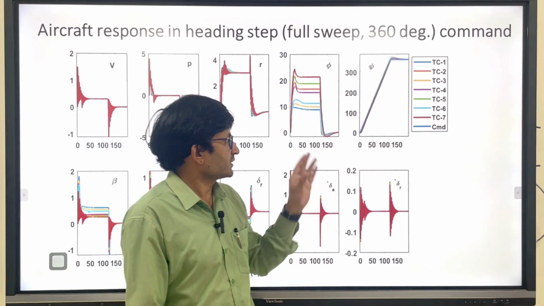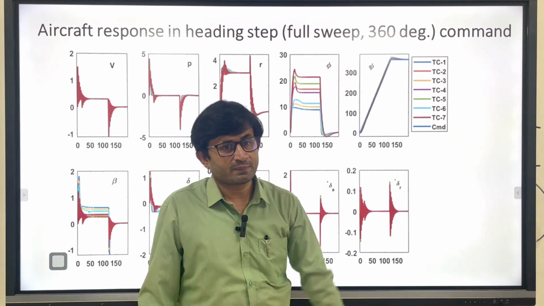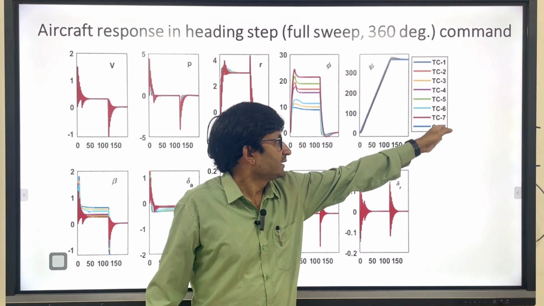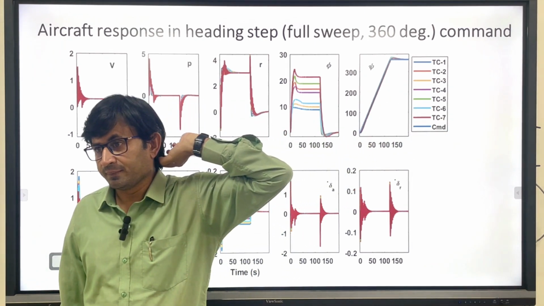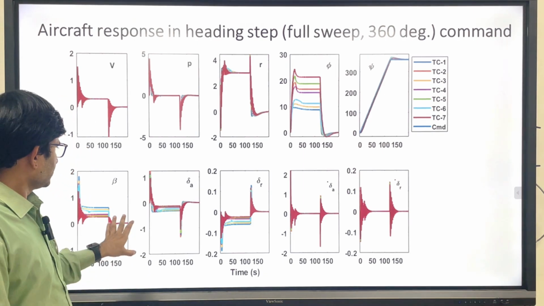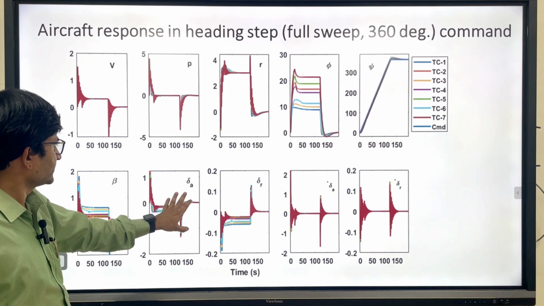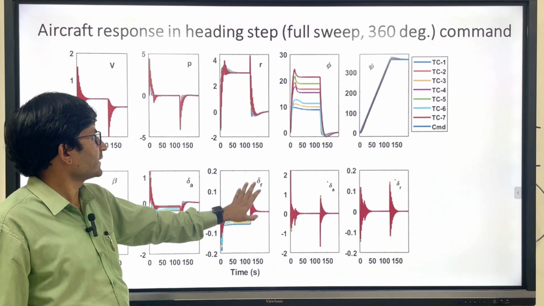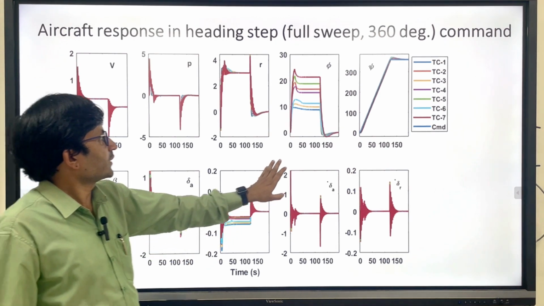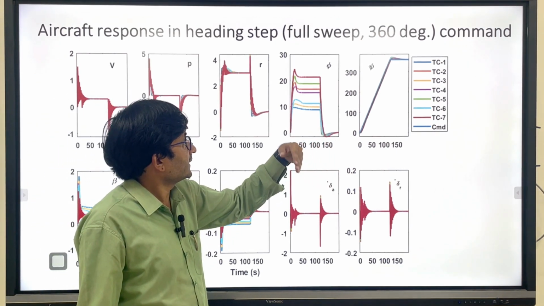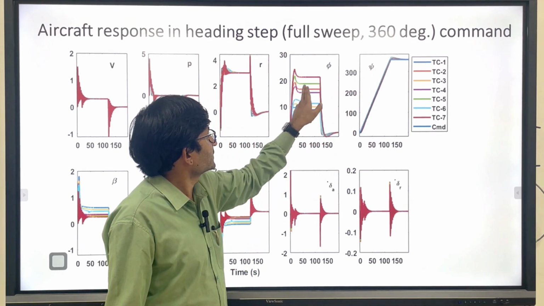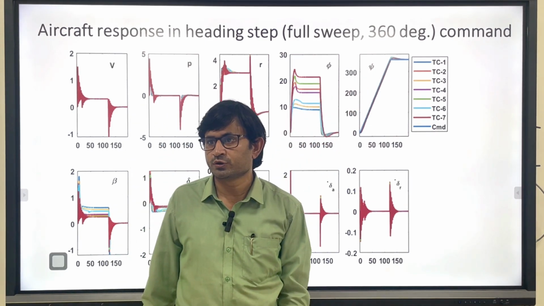Okay, so that is how the same command I have given, and it is perfectly achieving in all considered trim points, 7 points. You can see how my aileron deflection is there, and in order to make the coordinated turn rudder is required, and in order to attain the heading angle, how much bank is required, and finally the bank is going to 0, right?